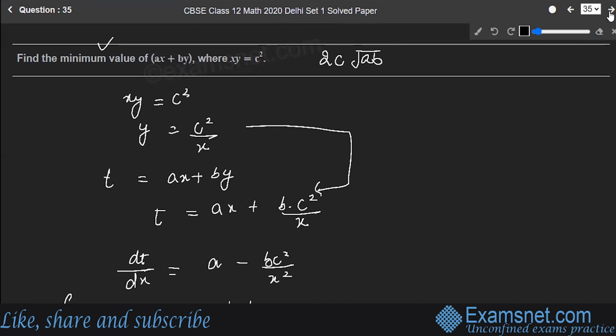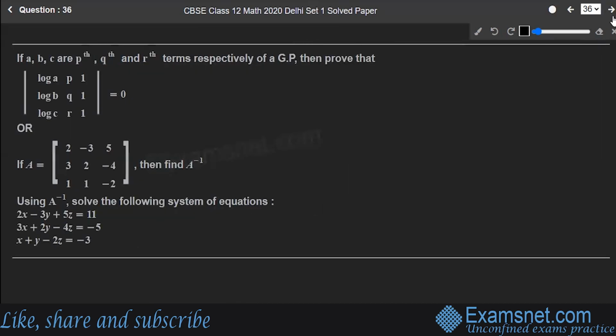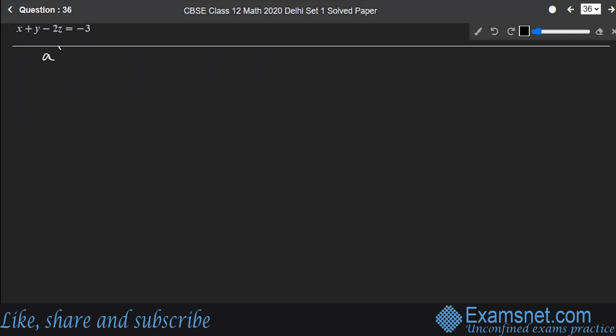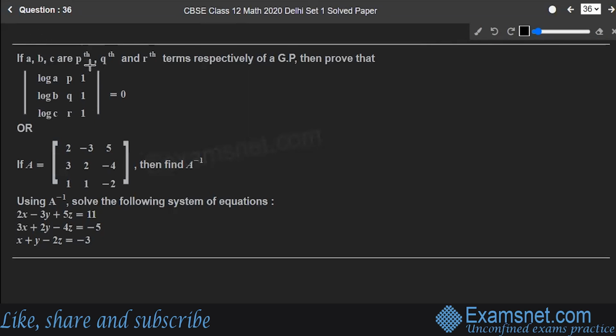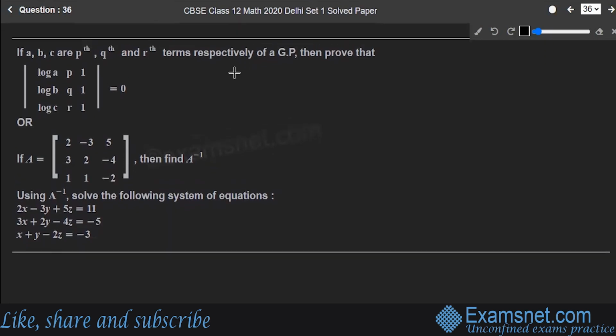Okay. Let's move to the next question, number 36. If A, B, C are pth, qth, and rth terms respectively of a GP, then prove that this determinant is equal to 0, or you have another question in the options. Fine, I'll go with the A part first. So here you are given, sorry, this is log, not a matrix. So you are given A, B, C are the pth, qth and rth terms respectively of the GP, then prove that this is equal to 0. Fine.